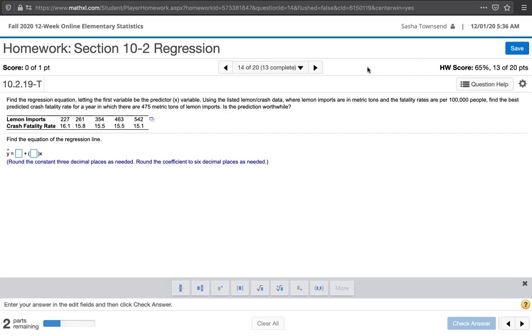Using the listed lemon/crash data, where lemon imports are in metric tons and fatality rates are per 100,000 people, find the best predicted crash fatality rate for a year in which there are 475 metric tons of lemon imports. The question says, is the prediction worthwhile?